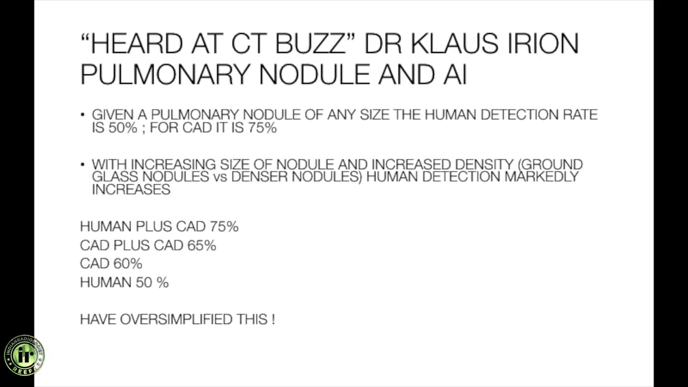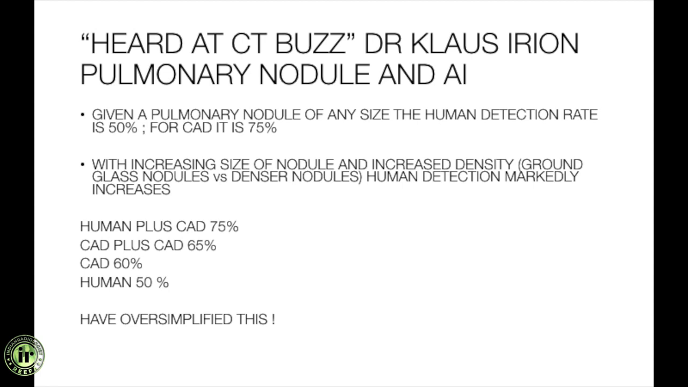Given a pulmonary nodule of any size, the human detection rate was, say, 50%, but for computer-aided diagnosis or AI, it is as high as 75%. Obviously, with increasing size of nodule and increased density, that is, as you progress from a ground glass nodule to a denser nodule, the human detection rate markedly increases.